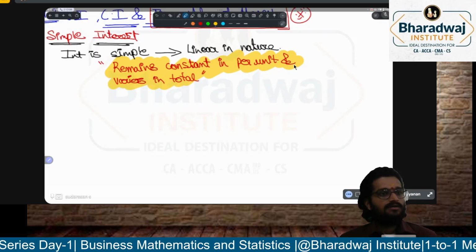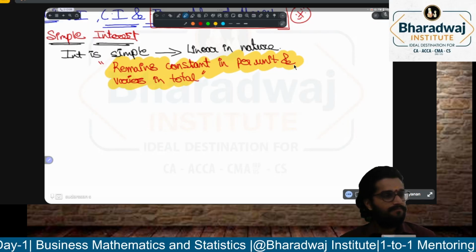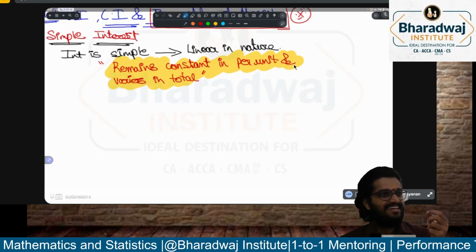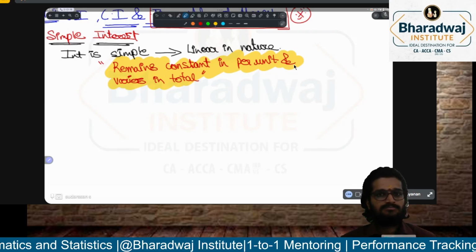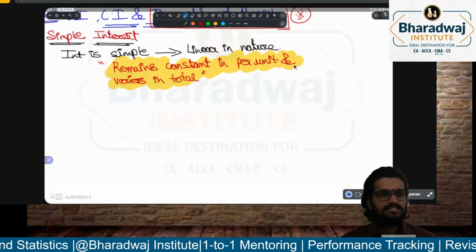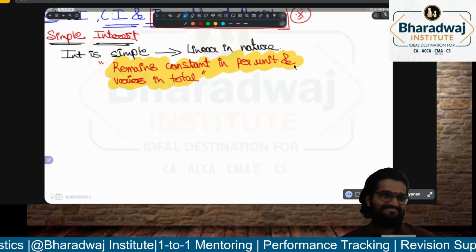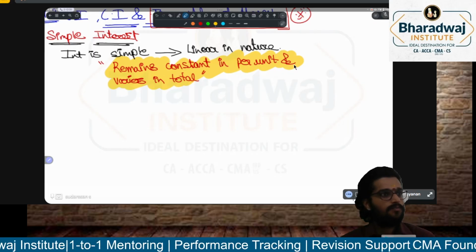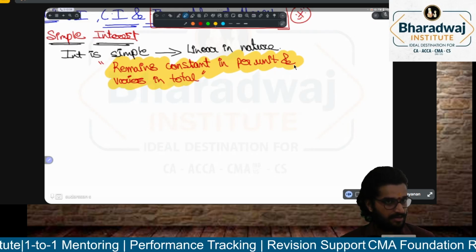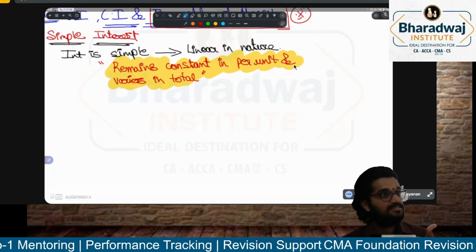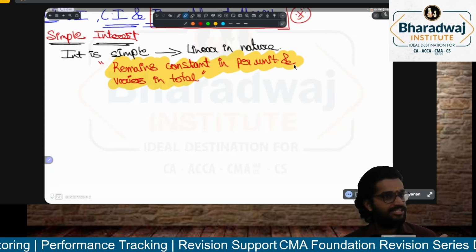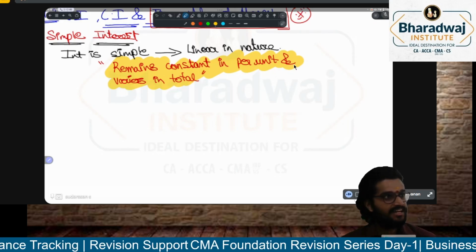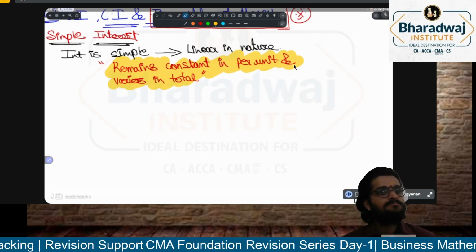Now, let me take an example. If one chair costs 10 rupees, what's the cost of 2 chairs? 3 chairs, 100 chairs, 1000 rupees. Now, does the per unit value change here? Whereas the total cost for 10 chairs, total cost for 20 chairs, total cost for 30 chairs, it changes, right? This is what we call simple in nature.